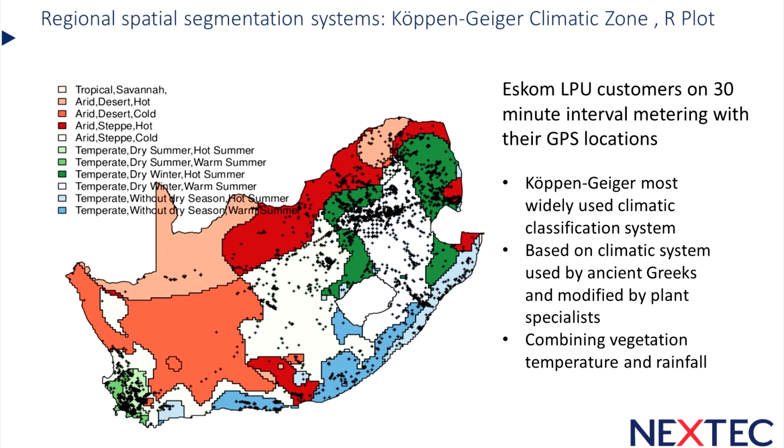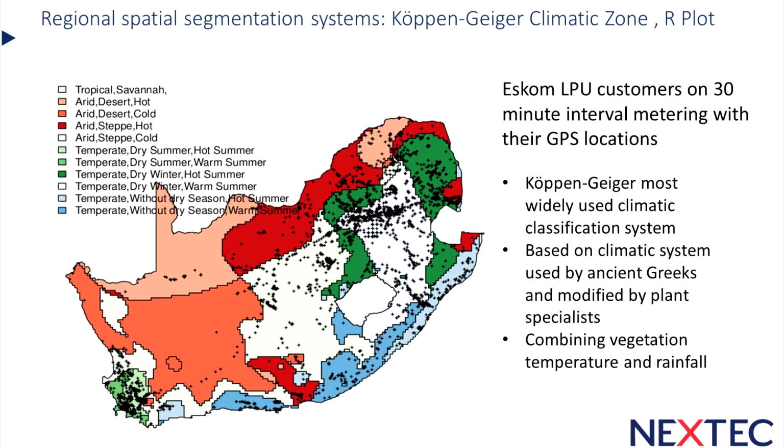We also used several other spatial segmentation systems, including the Köppen-Geiger zones. This is a widely used classification system originated by the ancient Greeks and modified by plant specialists. It combines vegetation, temperature, and rainfall. So in this example, we've described the loads and the spatial layers.